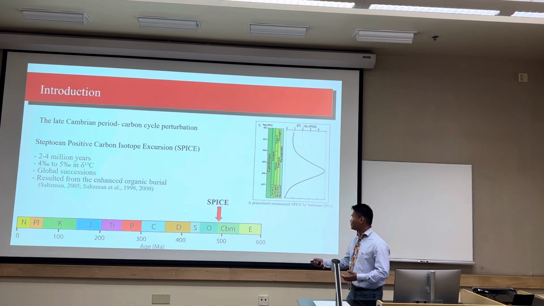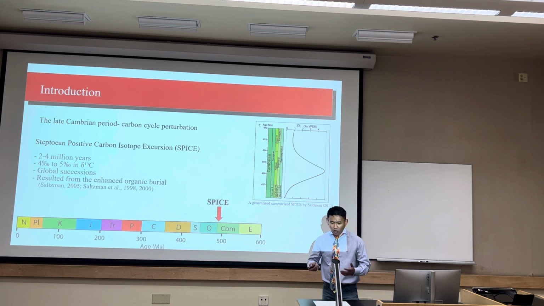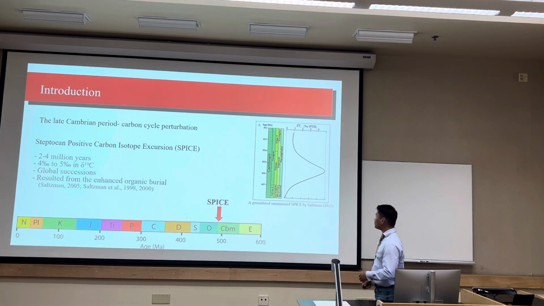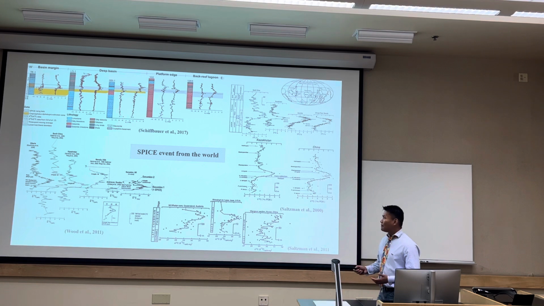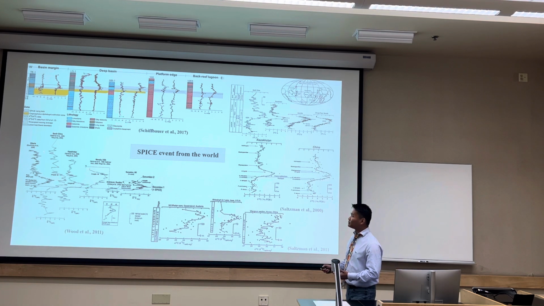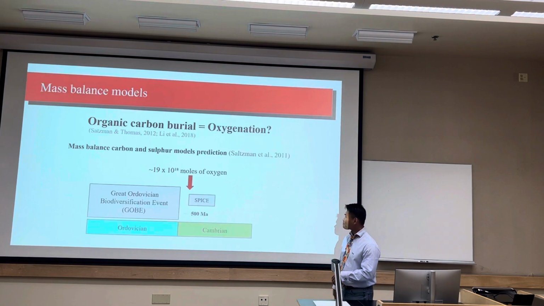So this is the time scale. We are here today. This is where the SPICE event was documented. This is just a generalized curve of the SPICE event documented by Saltzman 2012. This diagram shows you the SPICE event is not a local signature, with data coming from Siberia, South China, Kazakhstan, the USA, the UK, Australia, and some other places.